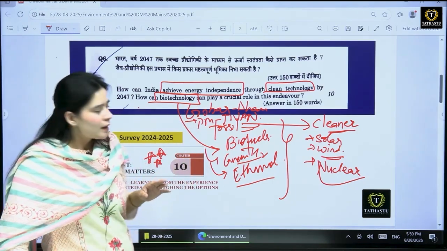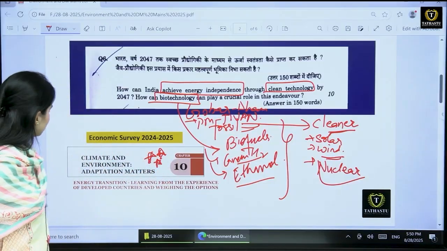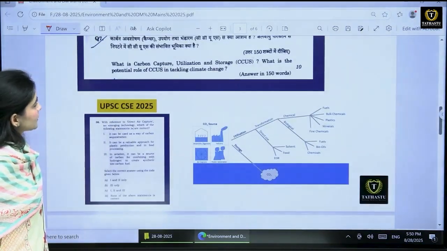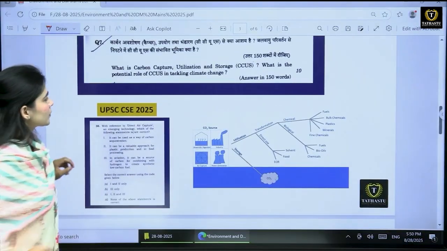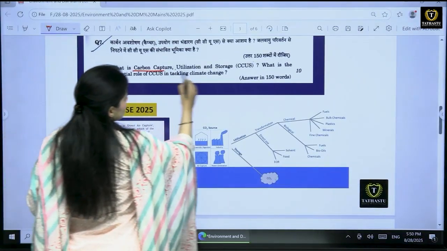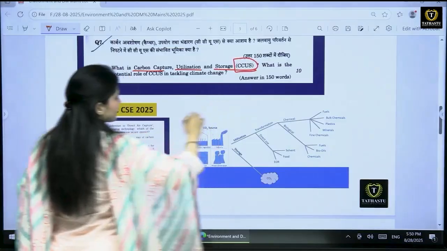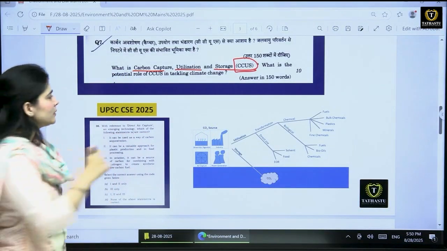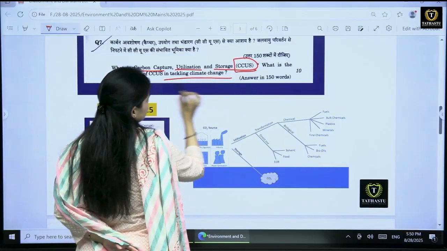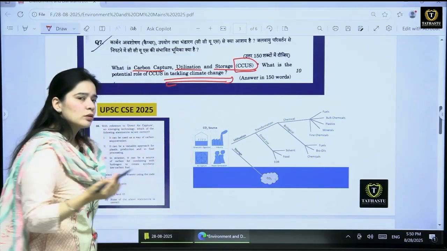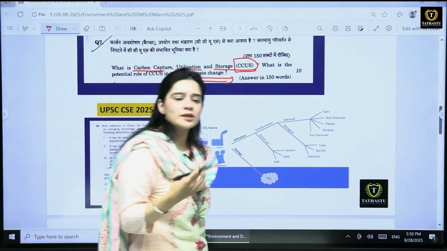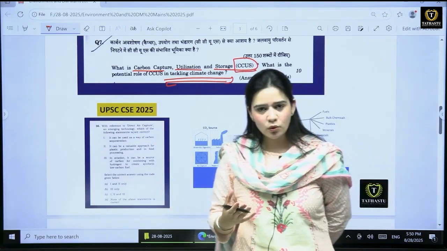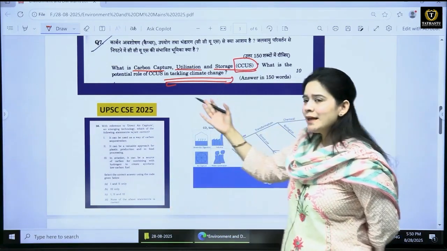Okay, let's come to the second question, that is: what is carbon capture, utilization, storage, CCUS, and what is its potential role in tackling climate change? So first of all, what is carbon capture utilization, CCUS? It's one of the emerging technologies. Now, with the name it comes.